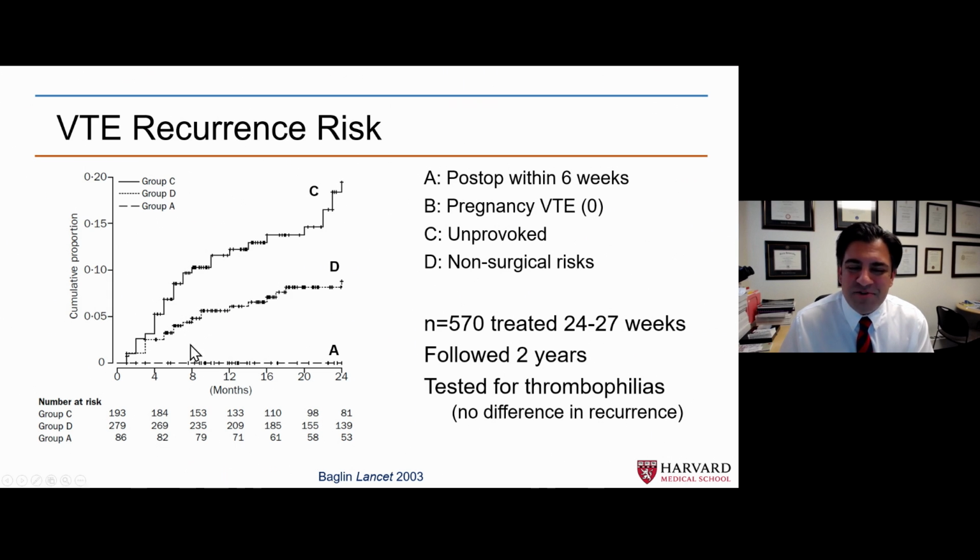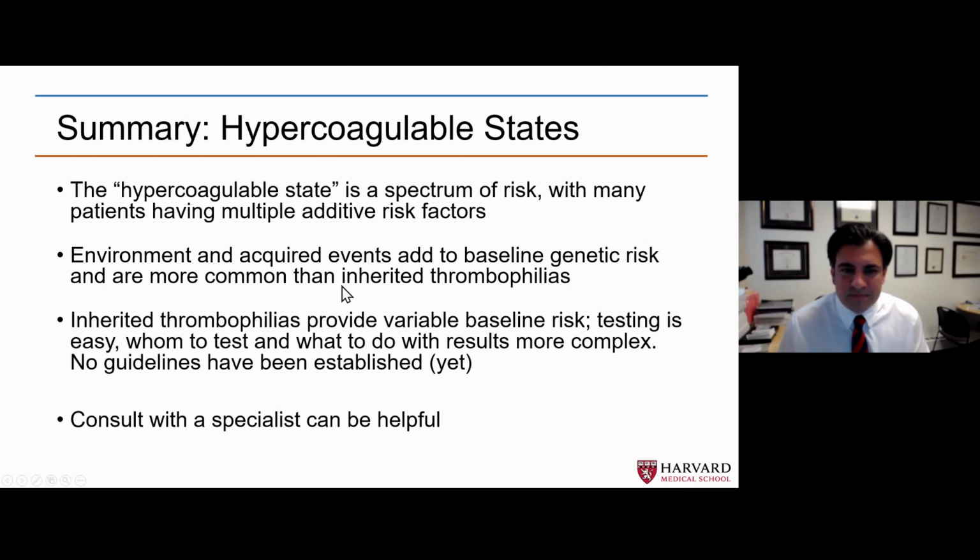When we look at non-surgical risks, so these are our medical conditions, if you think about it, CHF, chronic kidney disease, obesity, it falls somewhat in between. And so these are the major transient risk factors. These are unprovoked, and these really require a discussion.